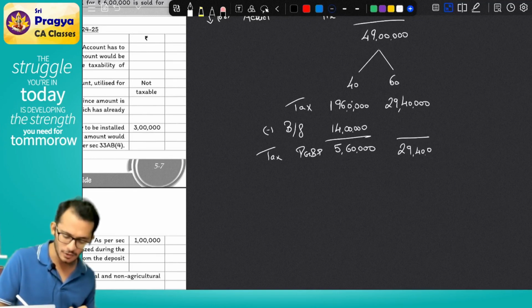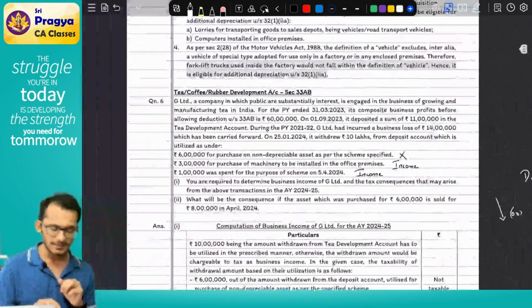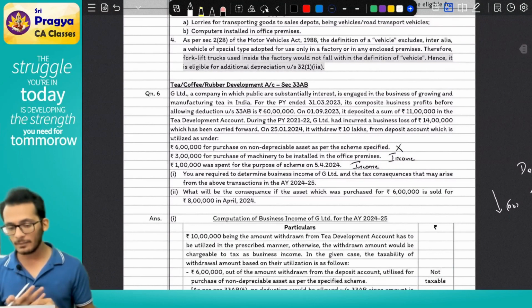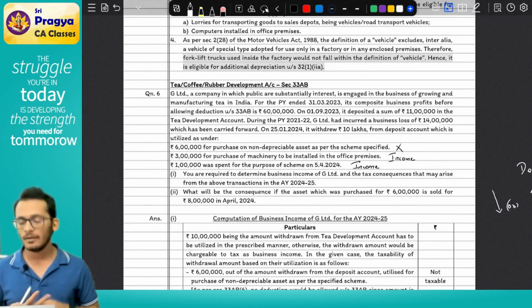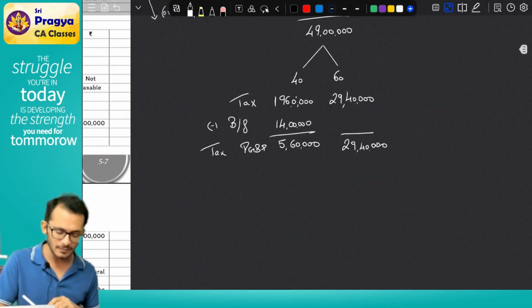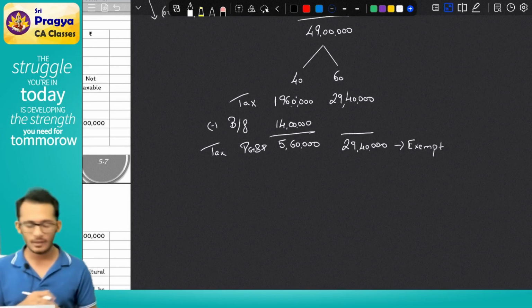When I say taxable, I'm talking about partial integration. In this question, the person is a company. If the person is a company, will partial integration apply? Not apply. It will not apply, which means this directly becomes exempt from tax. Yes or no? Yes.